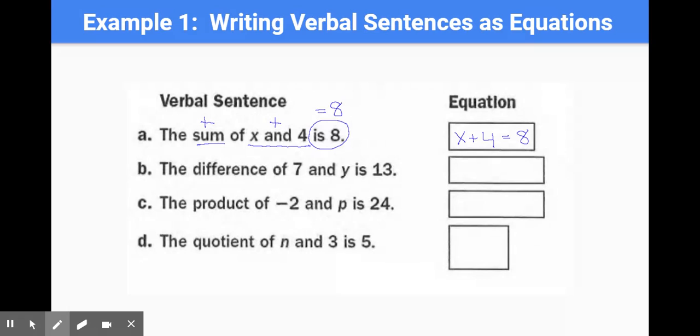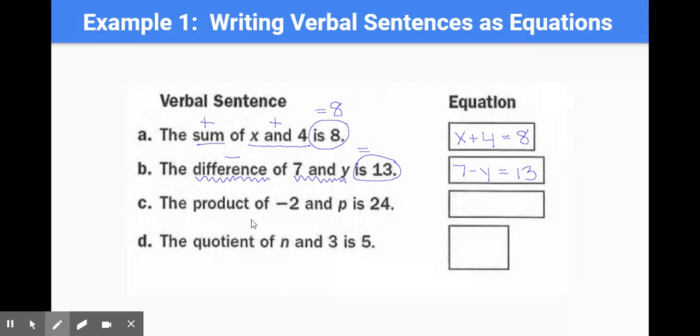Problem B, the difference of 7 and y is 13. In this problem, the keyword here is difference. And difference tells me that I need to use subtraction. So again, I follow the order. I need to do the difference of 7 and y. So that's just 7 minus y. This end part here says is 13. Again, is a word that represents equals, so I just write equals 13.